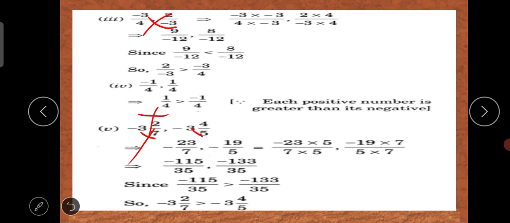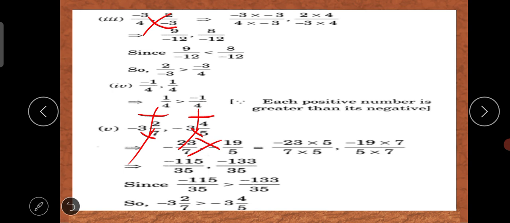And here 3 is multiplied by 5. So 3 5s are 15 plus 4, it is 19 upon 5, minus 19 upon 5. Now we got the answer in improper fractions. Now do the cross multiply: minus 23 is multiplied by 5 and 7 is multiplied by minus 19. So we get minus 115 upon 35 and minus 133 upon 35.